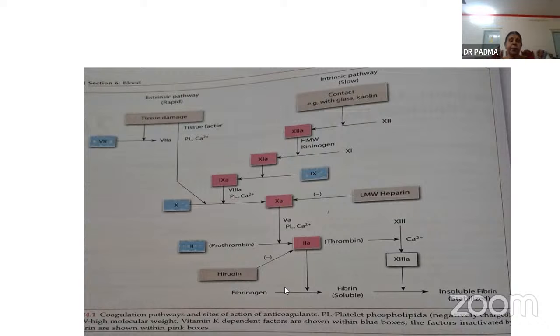But at the same time, it has to be given only by IV drip. The more common adverse effect is bleeding, because it blocks at three levels. And so bleeding is the main problem with heparin. So you have to keep on monitoring, and you have to keep the anticoagulant at the side. But that anticoagulant again has an anticoagulant effect. So this is the problem.